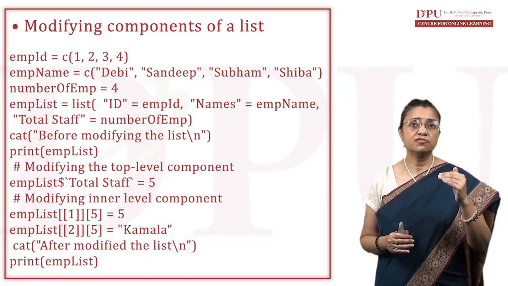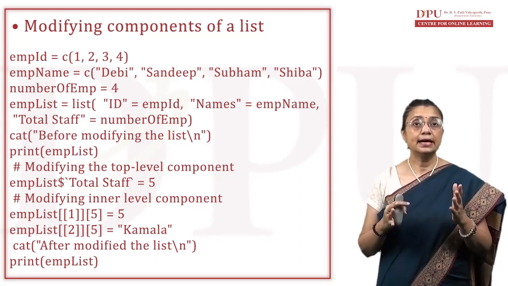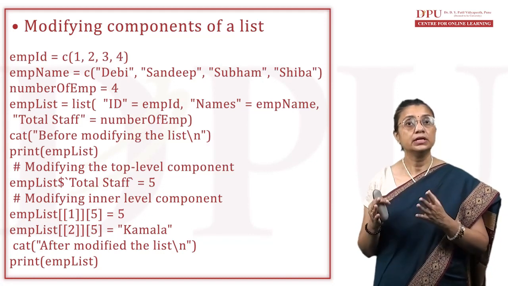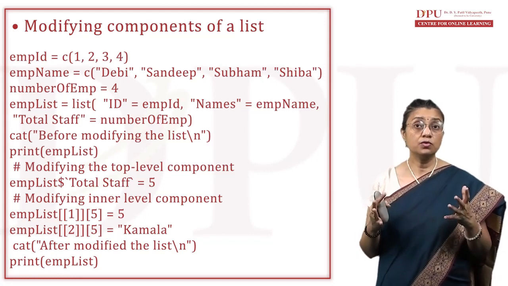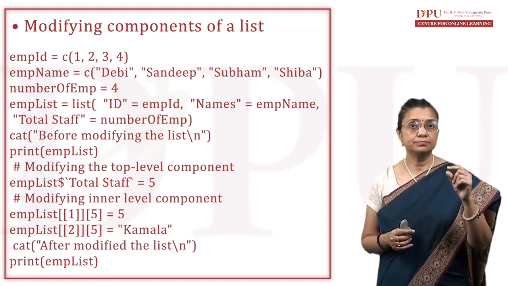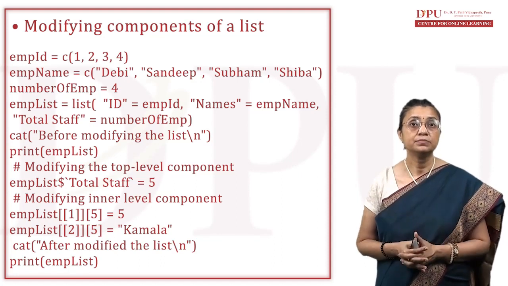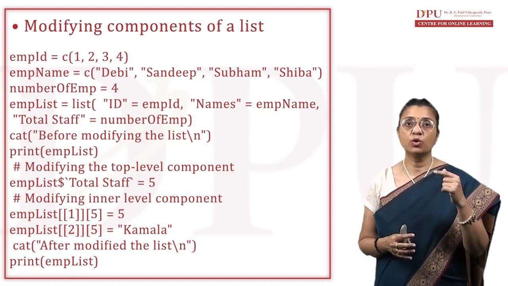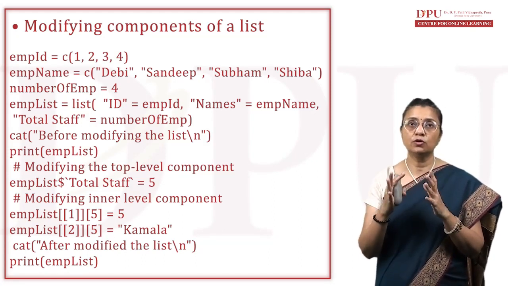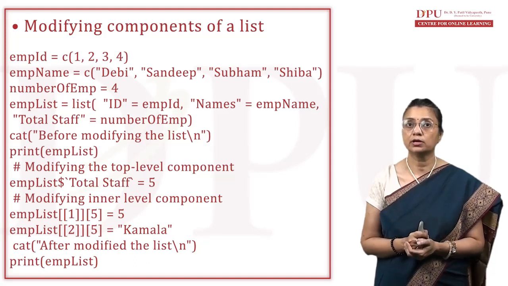If I'm modifying a top level component, how will I do it? I write emp list dollar total staff. So directly I'm calling total staff, equating it to 5. Now you can see that after modifying, if I'm printing on the screen, what will come? First, I have modified total staff to 5, which means that now my new value of total staff, which is the number of employees, would be 5 and not 4.